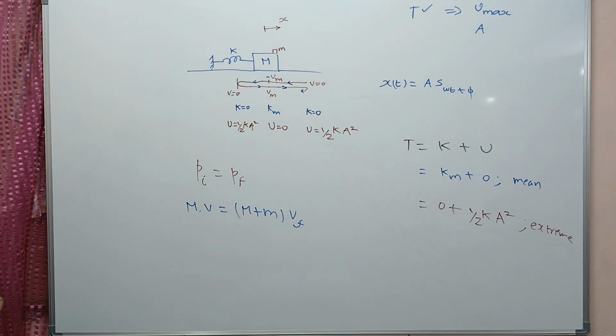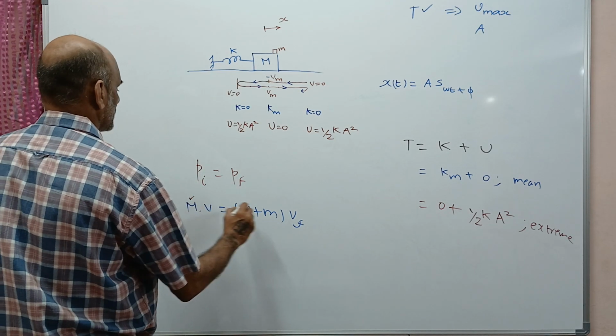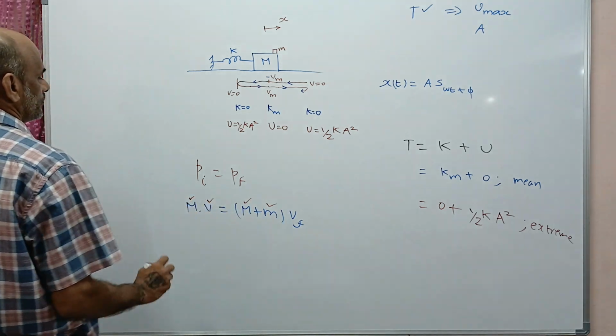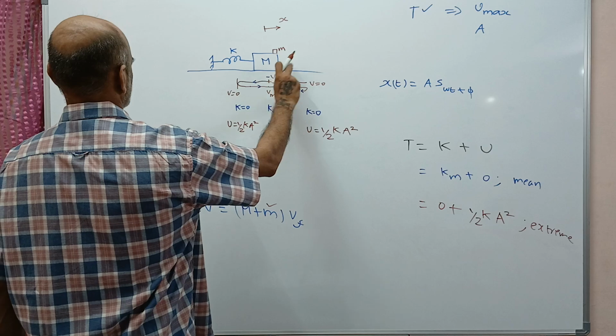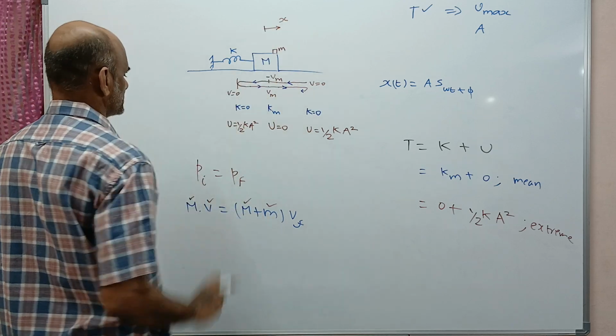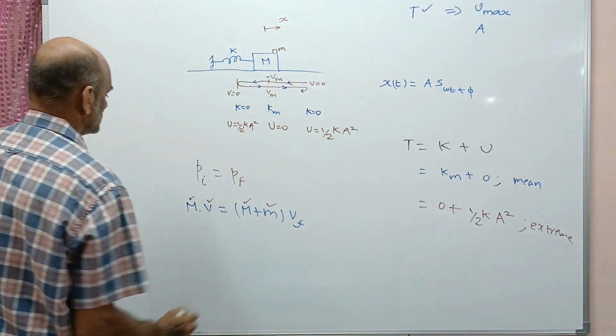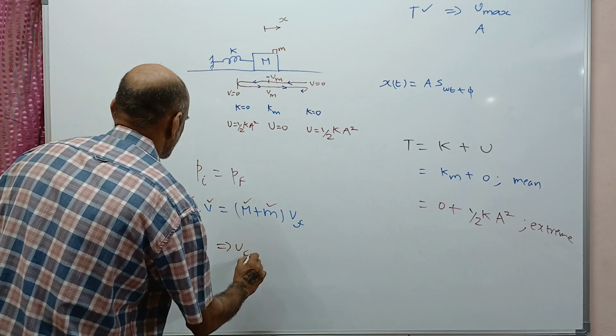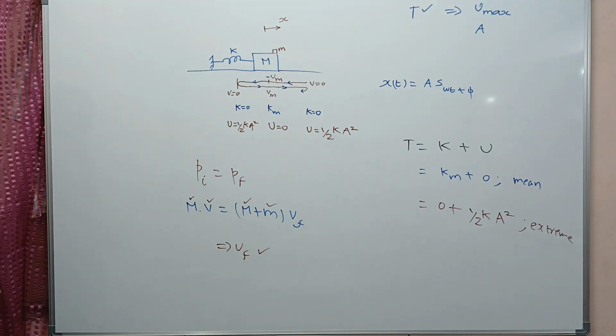Since the system is known, M is known, small m is known, and v is also known, because I know the velocity at the particular position where I place this mass. So the changed velocity of this combined mass I can find out from this relation. From this I can find Vf. With this basic understanding, we can solve this JEE Advanced question.